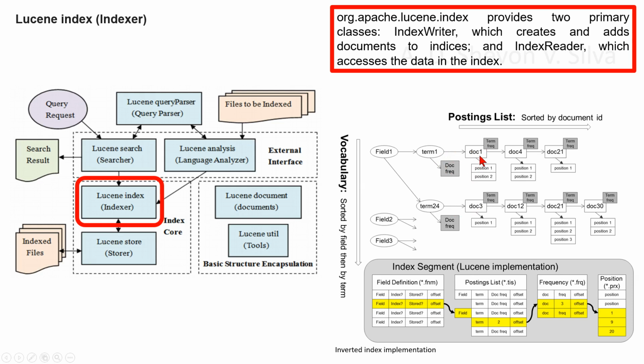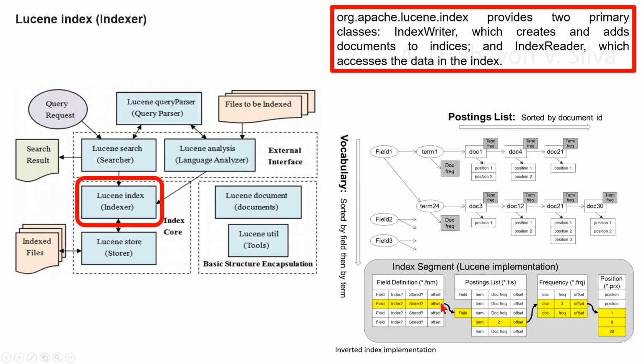A term is connected to a document, and the document is connected to a positions list, and it has a term frequency. And a document is connected to another document like that. Likewise here, in the index segment of Lucene's implementation, the field definitions are here: whether the field is indexed, stored, and its offset.